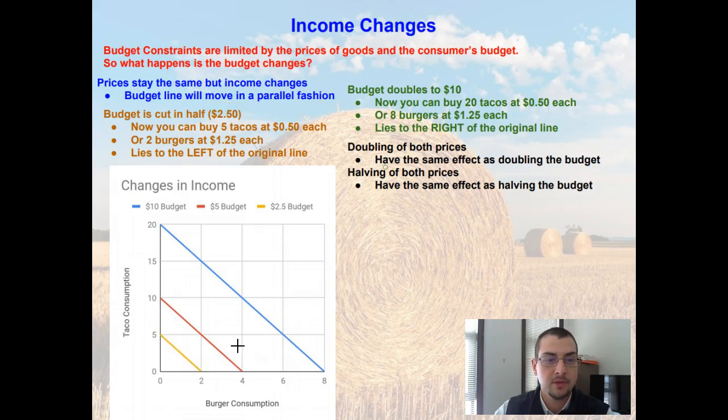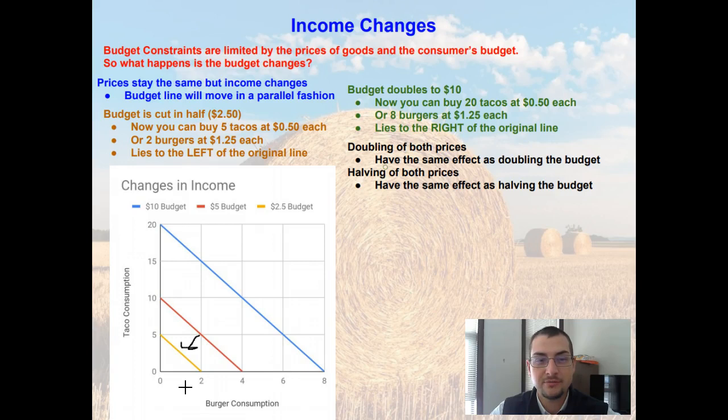So just to recap, if your income goes up, then the new line will shift to the right, will shift outward, and will shift in a parallel fashion. It'll move parallel to the original. But let's say your income decreases. It'll actually shift to the left. It'll go inward, and it'll move in a parallel fashion as well.